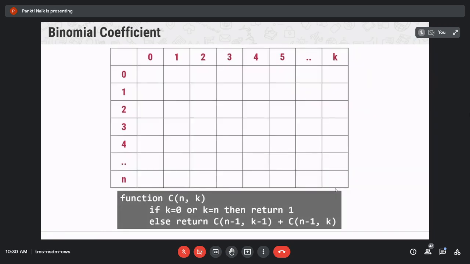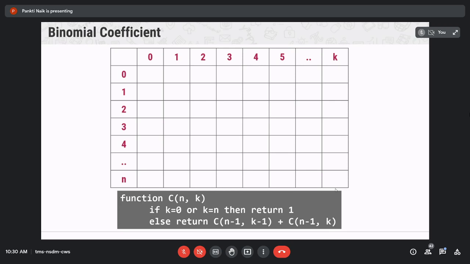So let us understand how the dynamic programming approach is used. While computing C of n k, smaller overlapping instances get generated by C of n minus 1 comma k minus 1 plus C of n minus 1 comma k. These overlapping smaller instances of the problem need to be solved first. Then the solutions obtained by solving these instances will ultimately generate the final solution. So for computing the binomial coefficient, dynamic programming is used.